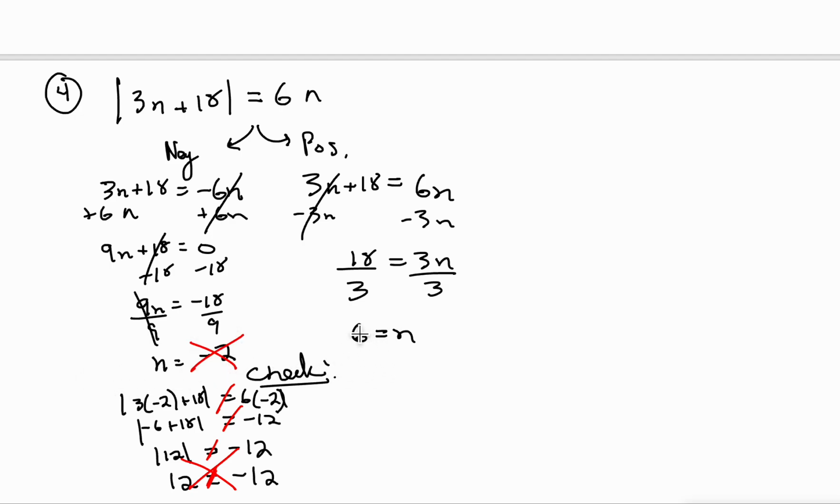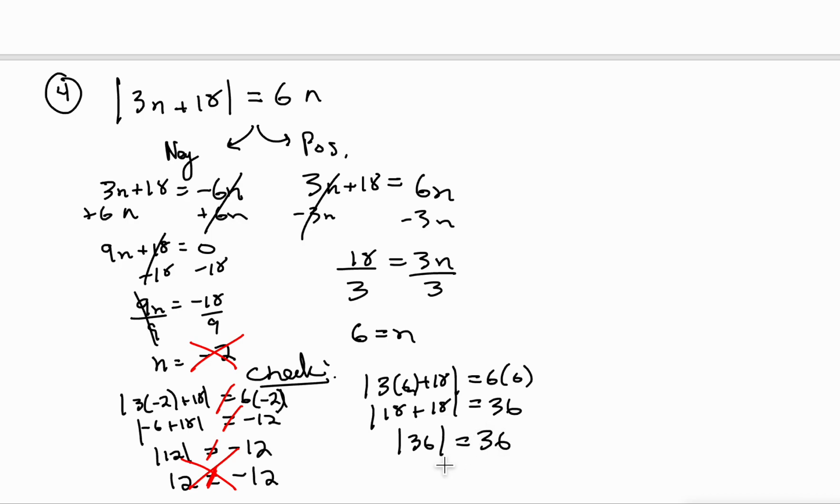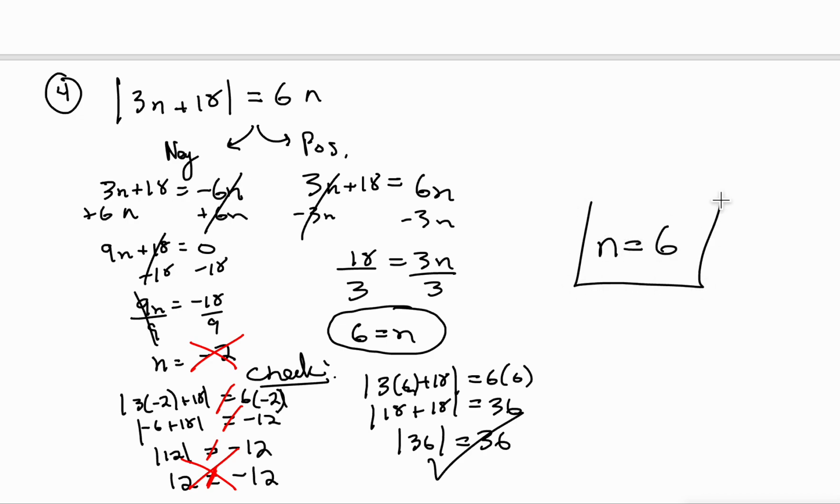Now when we check 6, the absolute value of 3 times 6 plus 18 should equal 6 times 6. So that would be the absolute value of 18 plus 18, which should equal 36. 18 plus 18 is 36, so the absolute value of 36 does equal 36. So that one is true. Our only solution for this problem would be n equals 6. On our answer line over on the side, we would write n equals 6, the only one.